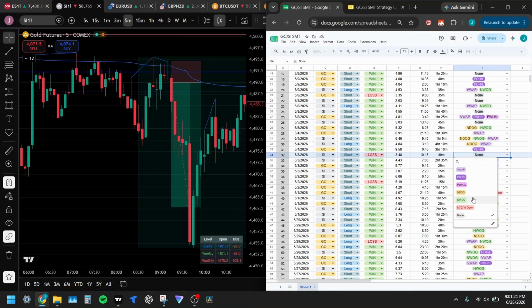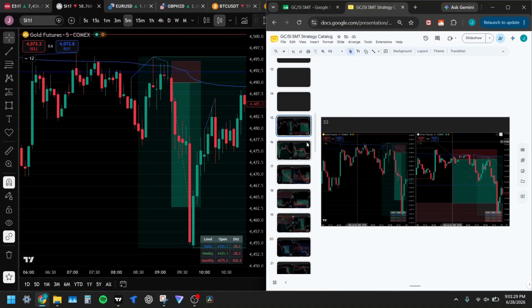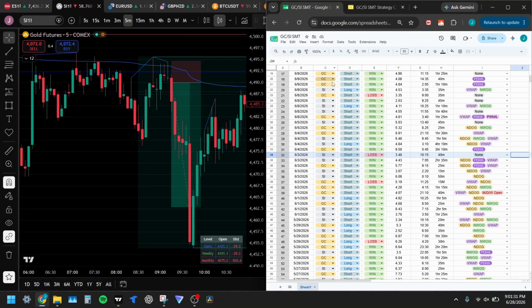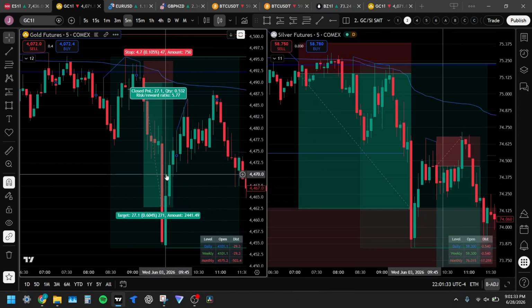is going to be previous day, previous week, and the VWAP, whether it's on the weekly or the session. I don't use monthly VWAP, but I have a bunch of pictures that go with it as well. But as far as the strategy goes, this is pretty much it.